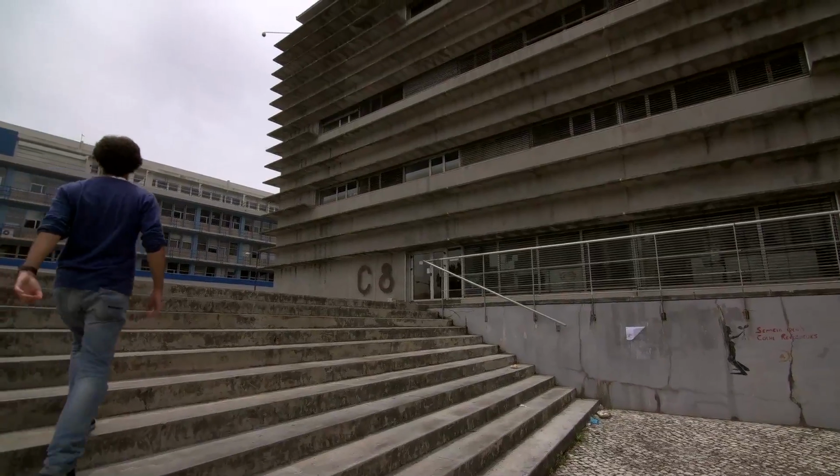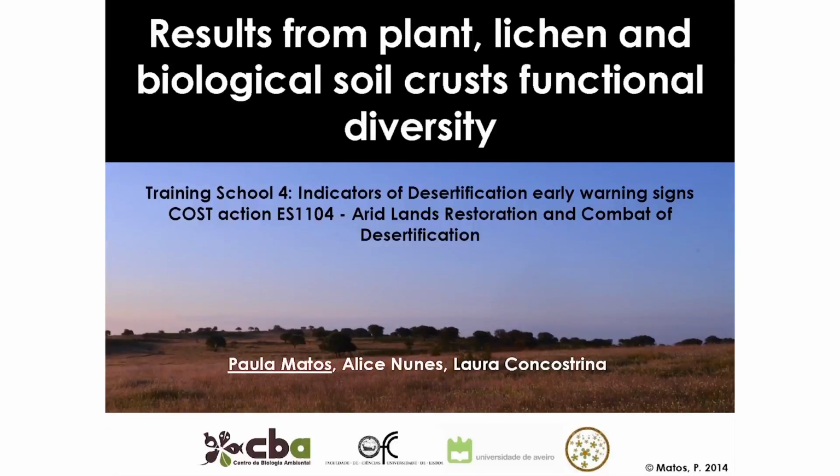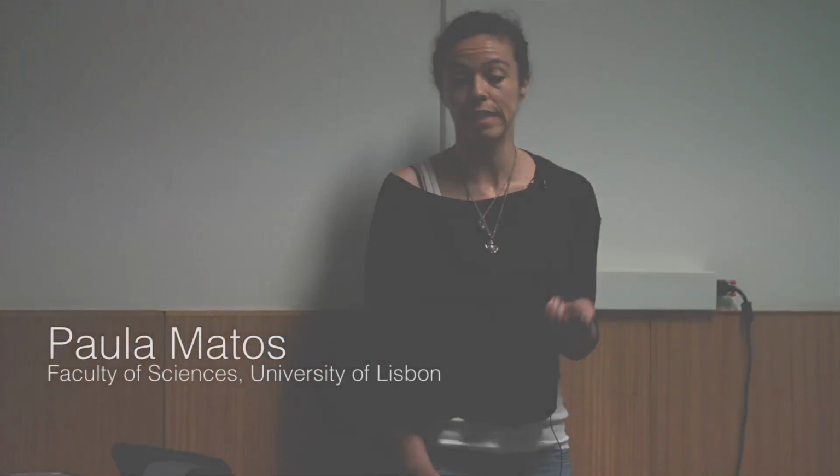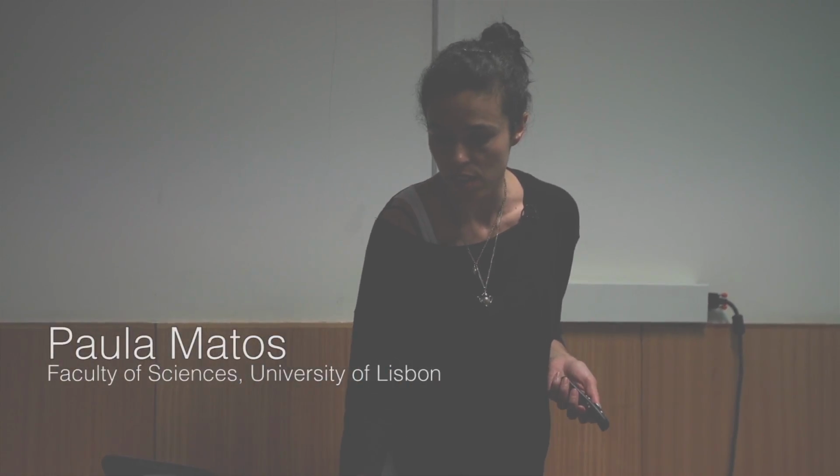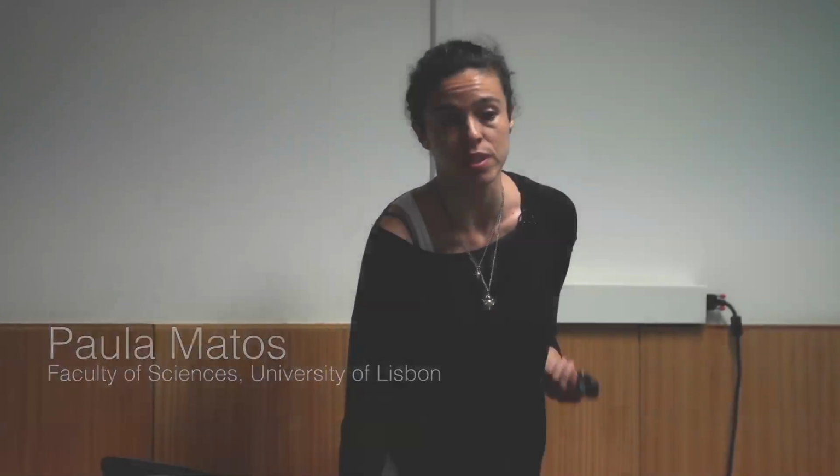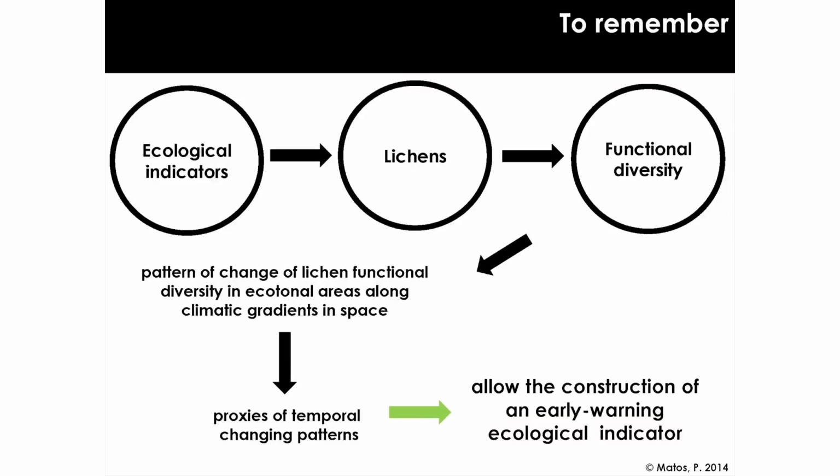Now I'll show you the results we also had on lichens. As Alice also told you, you already know the method and the context, but just to remind you, in this case we're using ecological indicators, lichens, and we want to see lichen functional diversity along a gradient in space, because we believe that gradient in space can be used as a proxy of what is going to happen in time. And hopefully with this we will be able to build the early warning indicator.